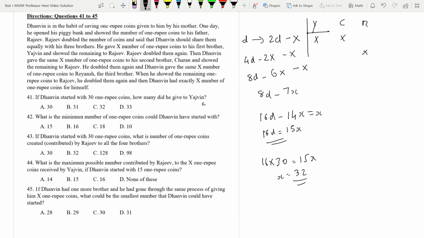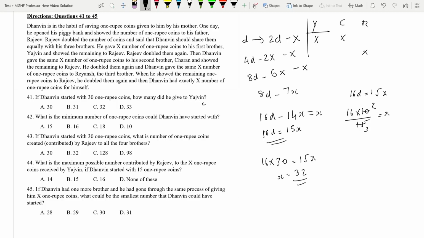What is the minimum number of 1 rupee coins Dhanvin could have started with? Alright. The minimum number would be 16D is equal to 15X. Suppose the minimum number is 10. So it becomes 16 into 10 divided by 15 is equal to X. Here we cannot form an integral solution, and there are only 1 rupee coins here, so you cannot break it down further. So this is out.